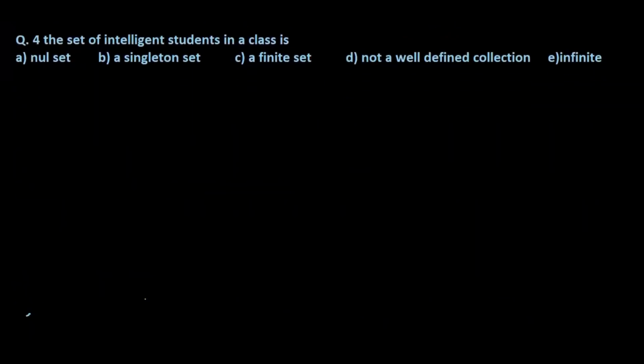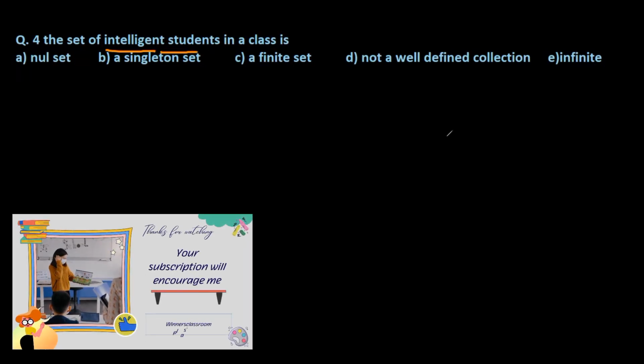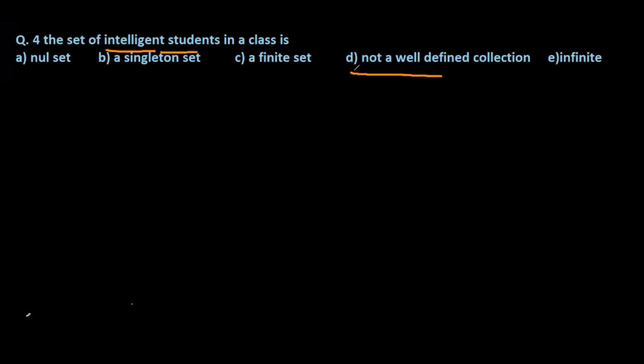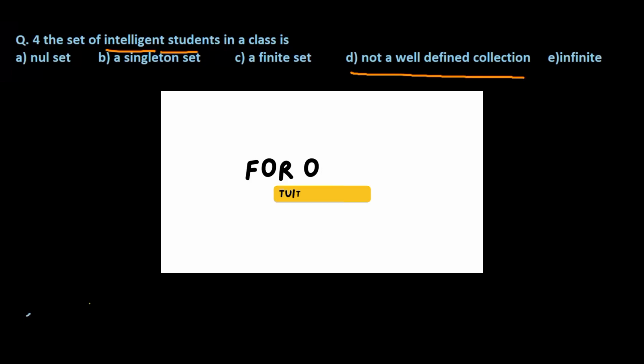See, the question is like this. The set of intelligent students in a class. See, the intelligence depends, right? We cannot say that an intelligent student is like this. We cannot define it specifically. Intelligence of each and every person is unique. So we cannot have a definite set, a definite group of students in this category. So here the answer is option D, not a well-defined collection, because each and every student is intelligent in his or her own way. Okay, so the answer is that.